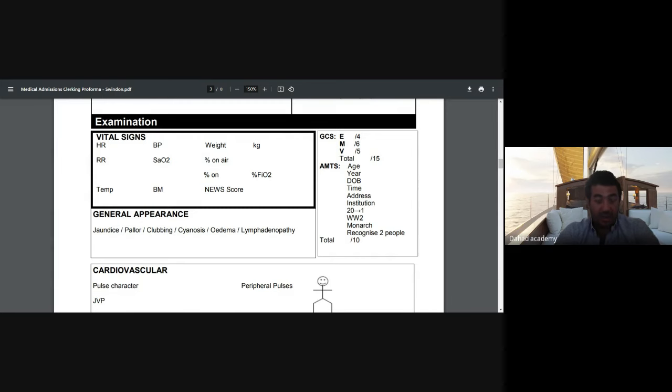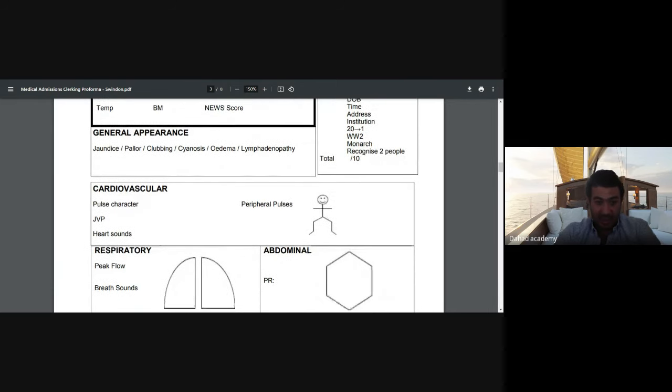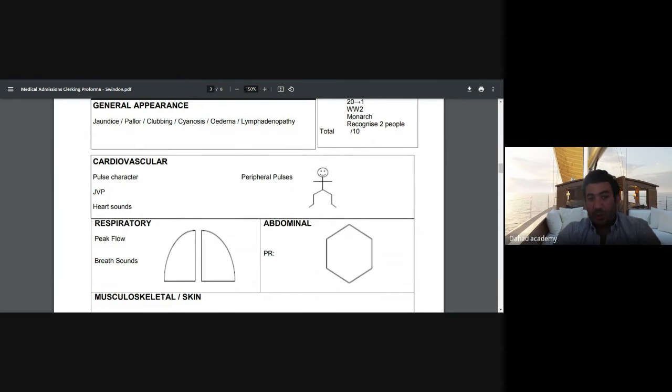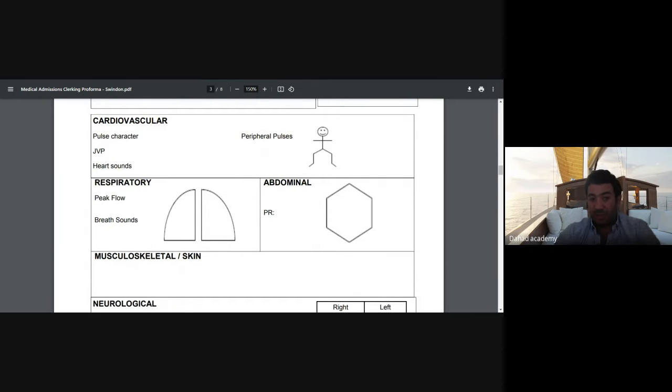You can ask the patient directly while you are clerking him about the age, year, date of birth, time, address, and count backward from 20 to 1, and when World War II was, and then you calculate the AMTS. The cardiovascular examination, you will put your fingers on the pulse to find the character of the pulse. Is the patient in AF? Get the JVP as well, and listen to his heart and define the peripheral pulses.